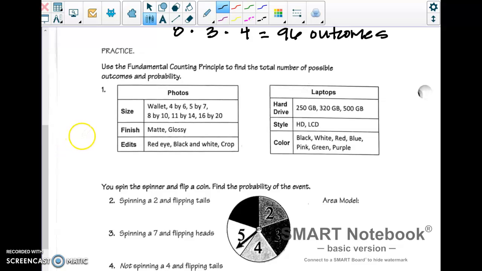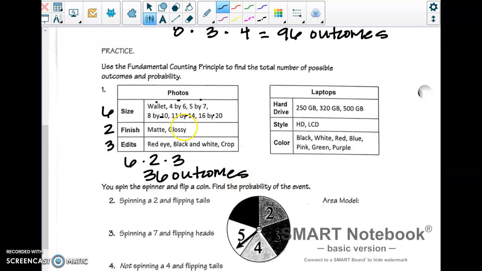Okay, hopefully you did number 1. So as far as size, there's 1, 2, 3, 4, 5, 6 sizes that are possible. There are 2 finish options. You could have matte or glossy, and then 1, 2, 3 different edits that are possible. So the fundamental counting principle just says multiply those. 6 size options times 2 finishes, which is 12, and then 12 times 3 edits makes 36 different outcomes. So 36 different possible outcomes.